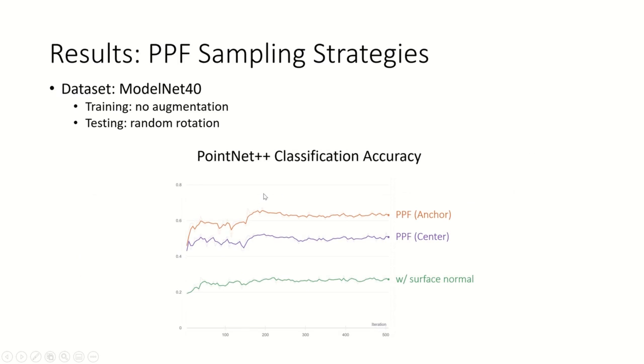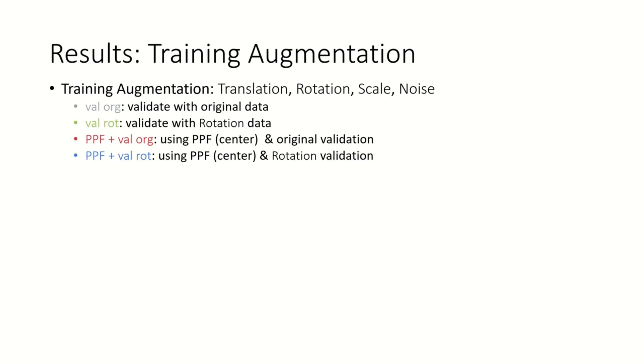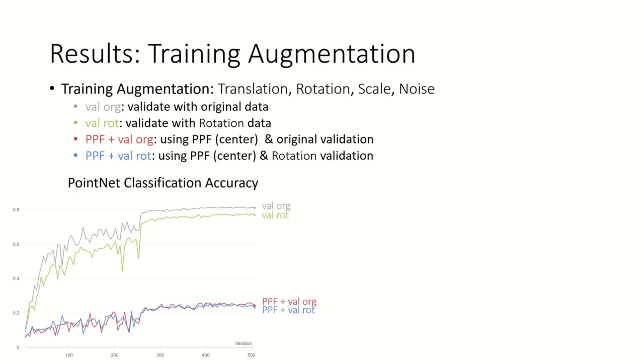This is the result for PointNet++. Compared to vanilla PointNet++, using PPFs with the center reference point or anchor reference point shows better results. We also explored the influence of training data augmentation. We tested 4 different combinations, with or without PPF, with or without test-time rotation perturbation. These are the results for PointNet and DGCNN.